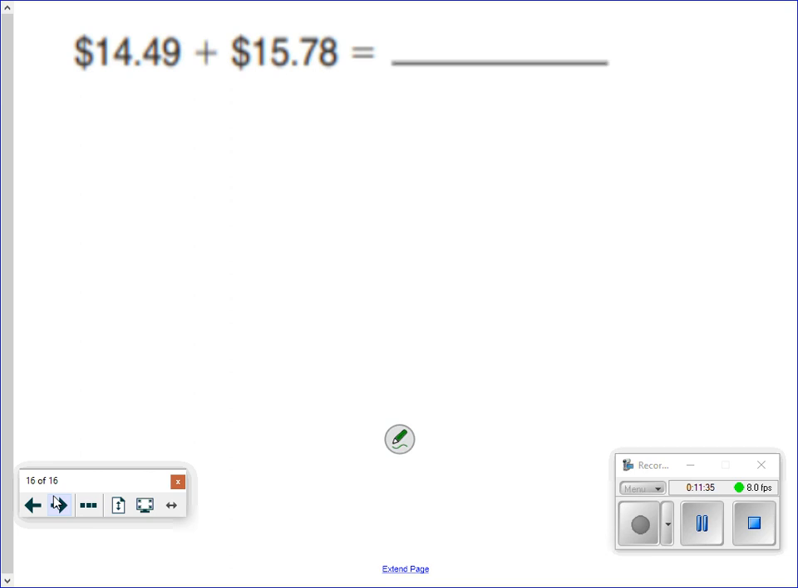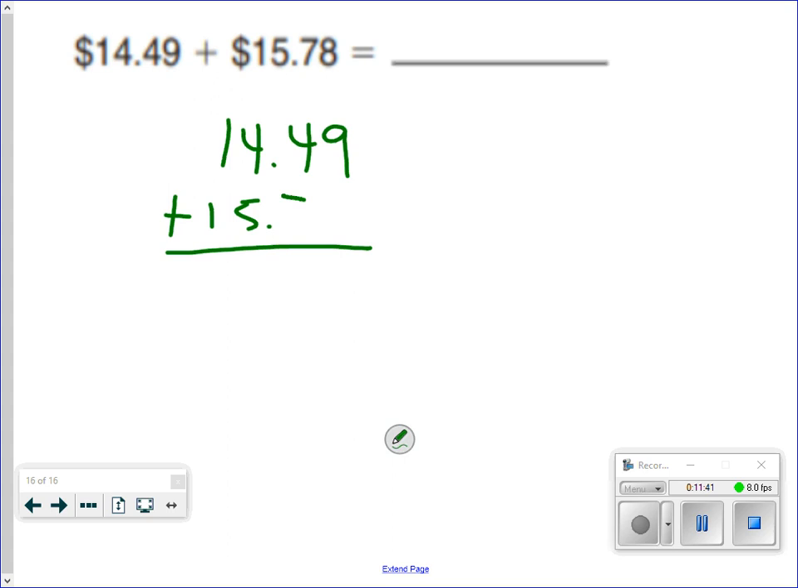Oh, we get one more here. 14 and 49 hundredths plus 15 and 78 hundredths. 9 plus 8 is 17. 1 plus 4 is 5, plus 7 is 12. 1 plus 4 plus 5 is 10. Bring over the 1. 1 plus 1 plus 1 is 3. 30 and 27 hundredths.